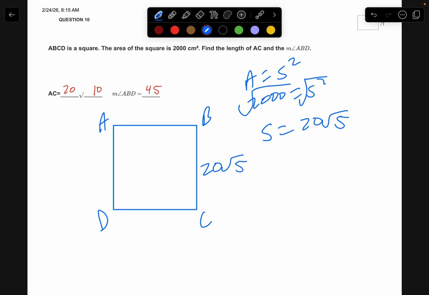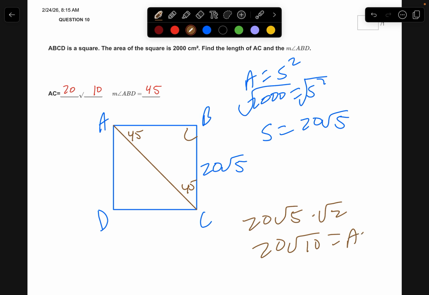Find the length of AC. So let's draw AC. Well, it's a square. So what happens when we do a square? This is going to be a 45, 45, 90. So it's going to be 20 root 5 times root 2. That's going to be 20 root 10. So there's AC. And angle ABD. Well, if I draw the other diagonal, angle ABD would be this guy, and that's going to be a 45-degree angle. No doubts about that one.